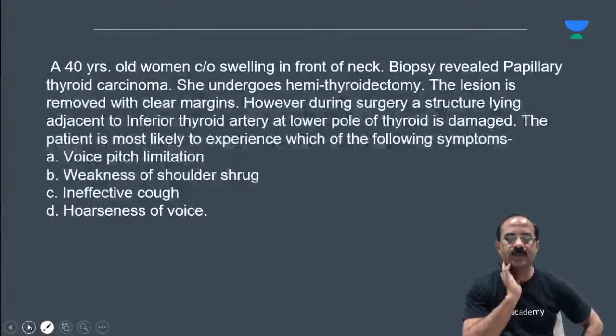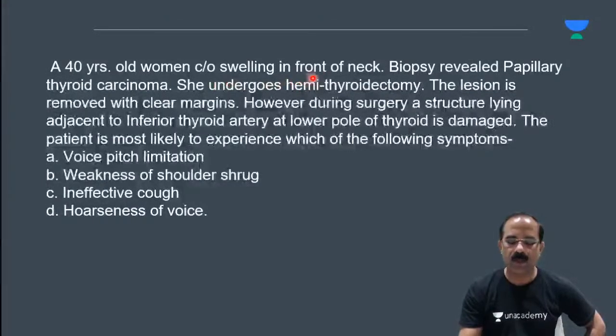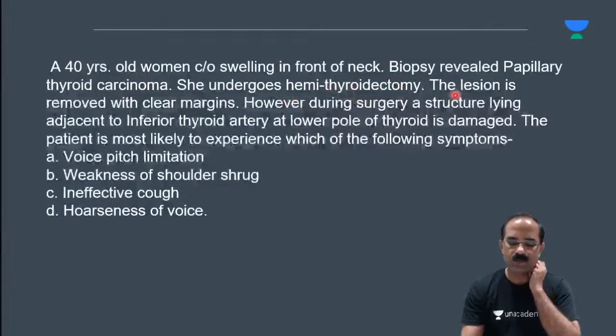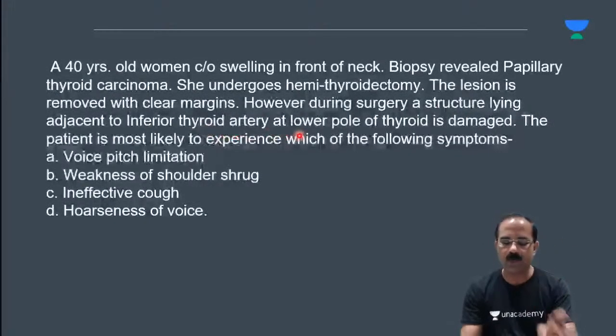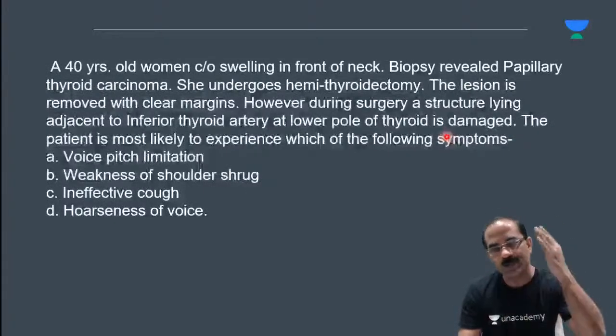Yes, any guesses? A 40-year-old woman complains of swelling in front of the neck. Biopsy revealed a papillary carcinoma. She undergoes hemithyroidectomy. The lesion is removed with clear margins. However, during surgery, a structure lying adjacent to the inferior thyroid artery at the lower pole of thyroid is damaged. Tell me which is, there's something which goes with the inferior thyroid artery at the lower pole.